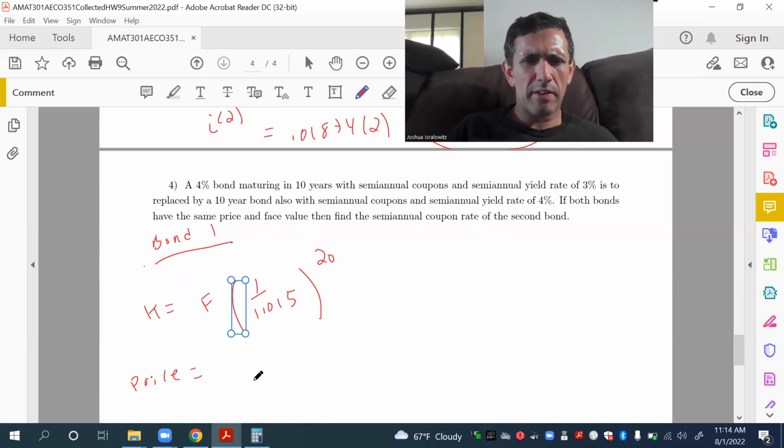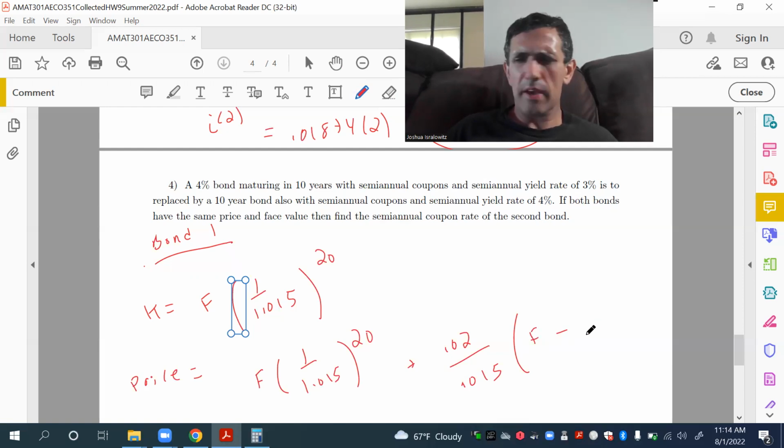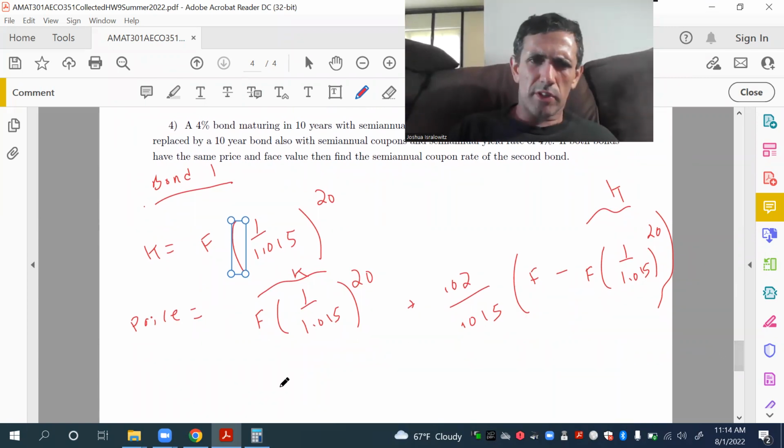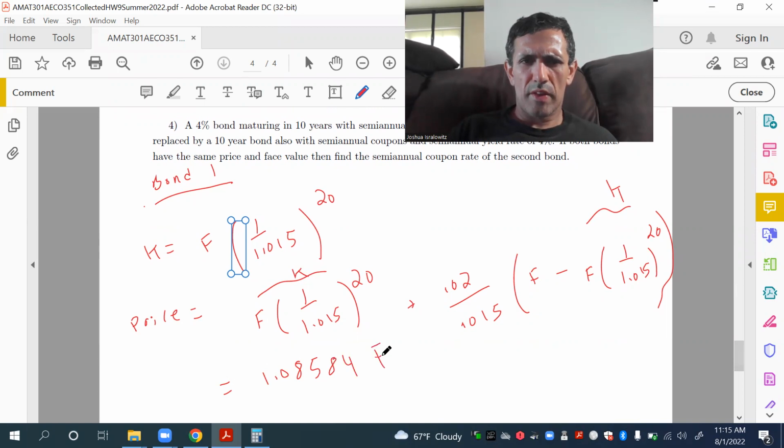The price is going to be K plus 0.04 over 2, 0.03 over 2, face value minus K. Okay, and this is going to be, dump this into the calculator. 1.0858 F.